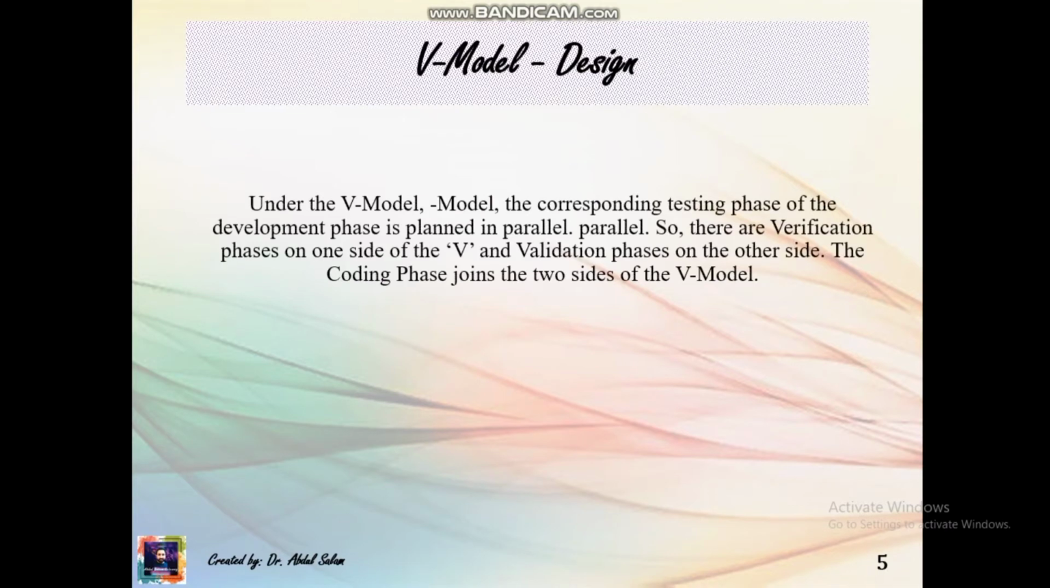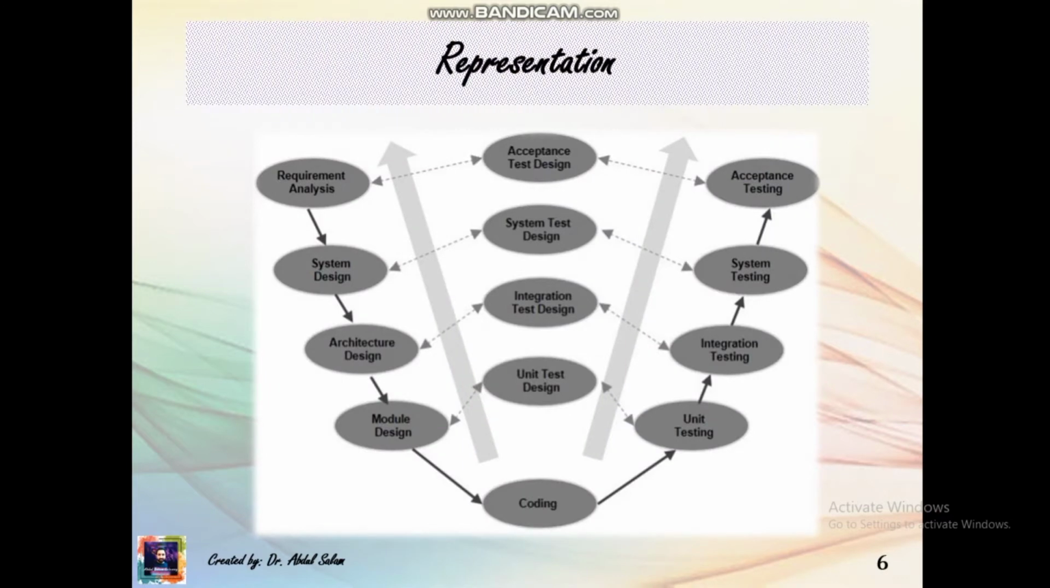Next we have V model design. Under the V model, the corresponding testing phase of the development phase is planned in parallel. So there are verification phases on one side of the V and validation phases on the other side of the V. The coding phase joins the two sides of the V model. The graphical representation of V model is in V form. On one side is verification and on the other side is validation.